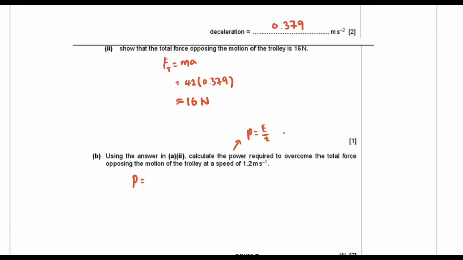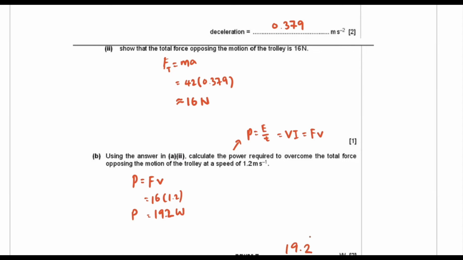You may think of power equal to voltage times current. But over here, in order to use A part 2, we can't use these two versions. We have to use power equal to force times velocity. So force multiplied with velocity, 16 multiplied with 1.2, then we get 19.2 watt. So that's the value of power.